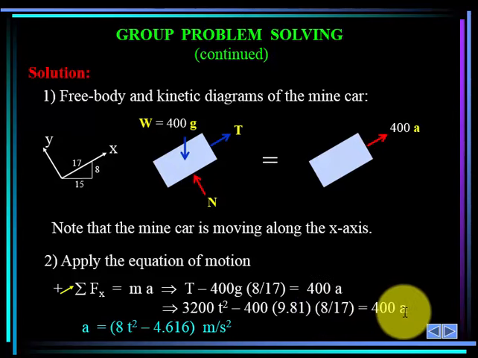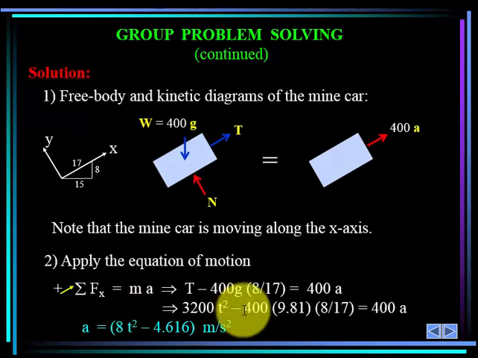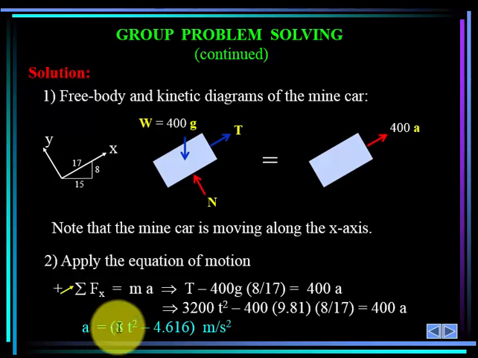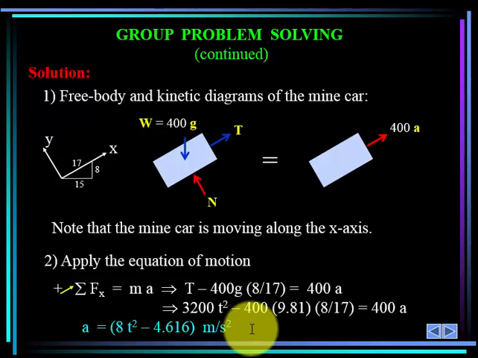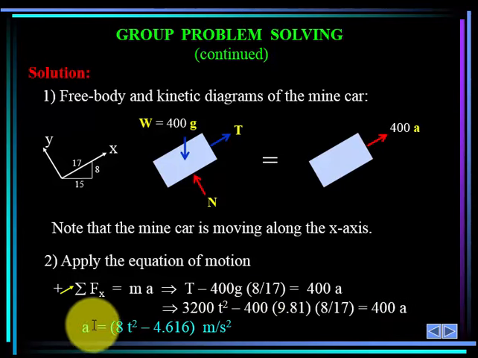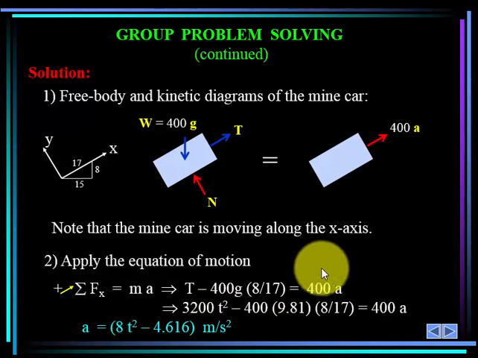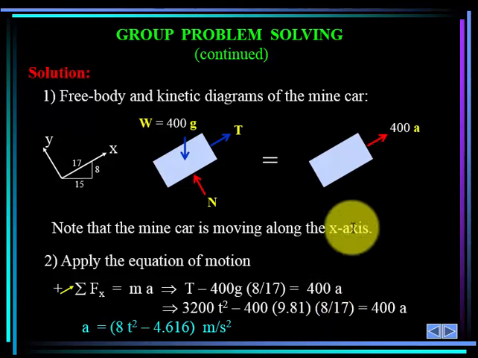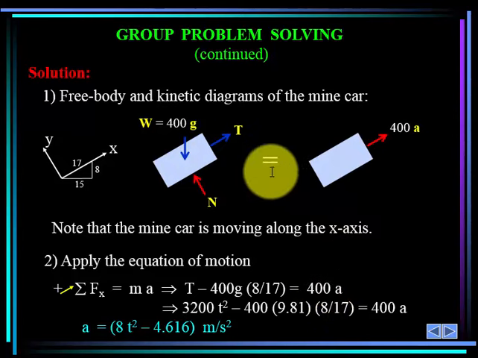We solve this equation for acceleration, and after just a little bit of combining the numbers, we get that the acceleration is 8 times time squared minus 4.616. That's our equation for acceleration in meters per second squared. And quite clearly, acceleration isn't constant. It changes with time. But notice we learned our acceleration behavior purely from the x direction. There was nothing needed in the y direction.